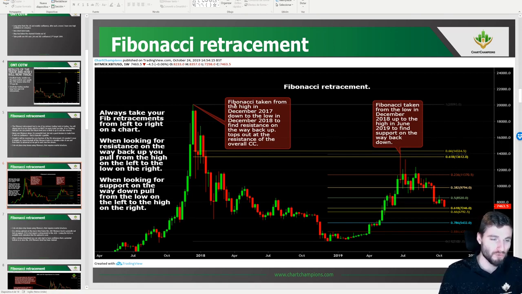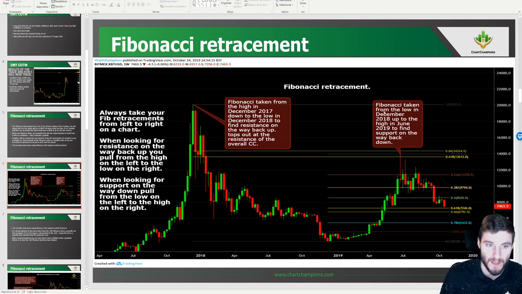So I'll read this out just to make it very clear. I won't cut anything short, but I want to be very concise. So Fibonacci taken from the high in December 2017, down to the low in December 2018. As you come back up, those fibs will be at your resistance points. As you can see, you top out in the region between the 0.618 and the 0.66. That's where the move topped out.